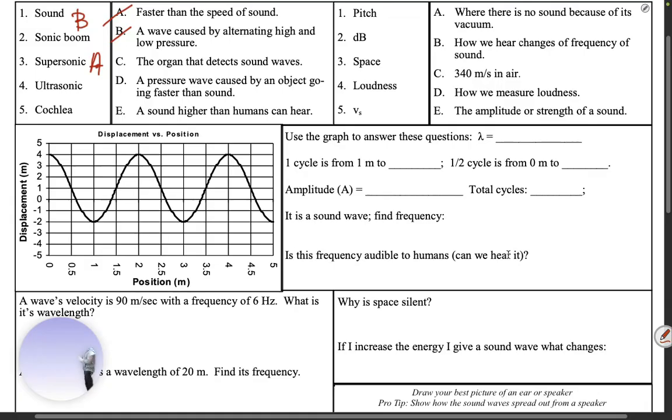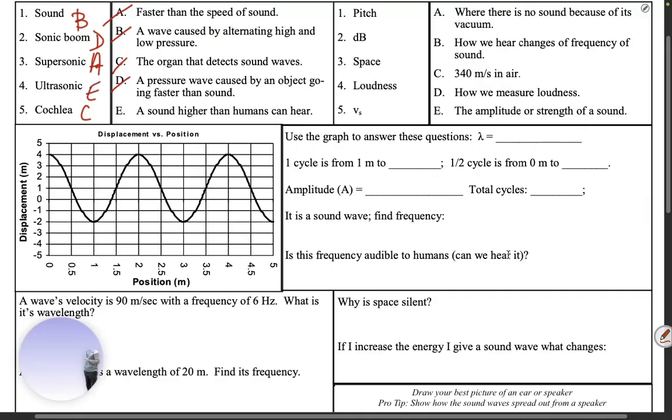C says the organ that detects sound waves. That is going to be your cochlea. And then D, a pressure wave caused by an object going faster than sound. That is a sonic boom. So if planes are going faster than the speed of sound, when they break that sound barrier, they can get a sonic boom. And then ultrasonic, the last one, is a sound higher than humans can hear.